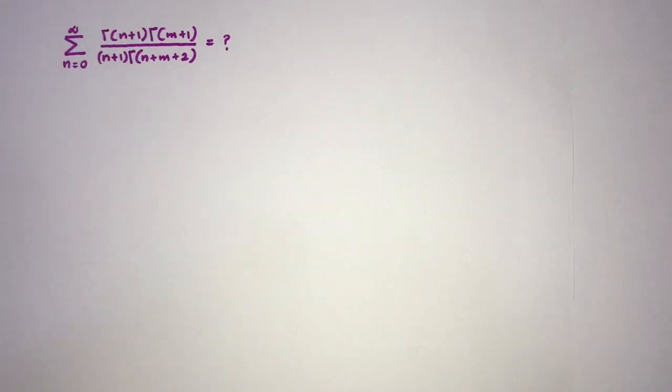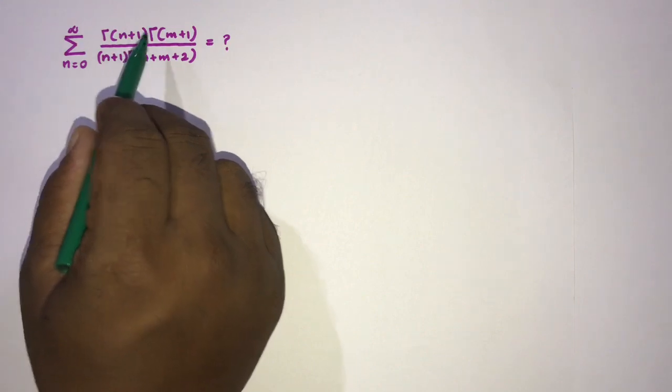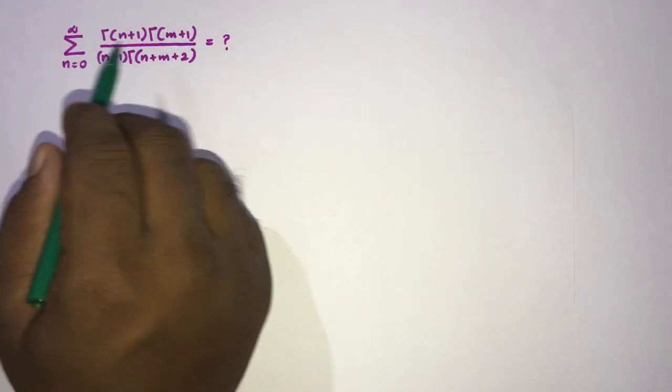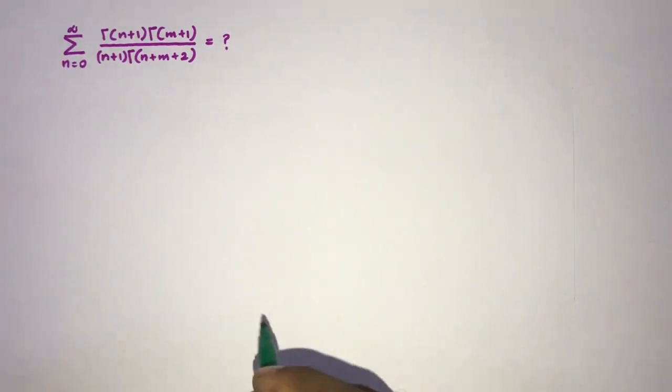In this video, we are going to solve another interesting question. The infinite series, n equals 0 to infinity, of gamma of n plus 1 times gamma of m plus 1 over (n plus 1) times gamma of n plus m plus 2. Okay, how to begin?